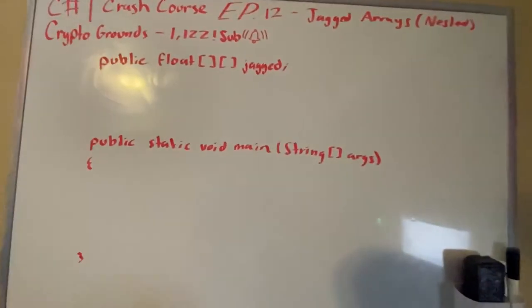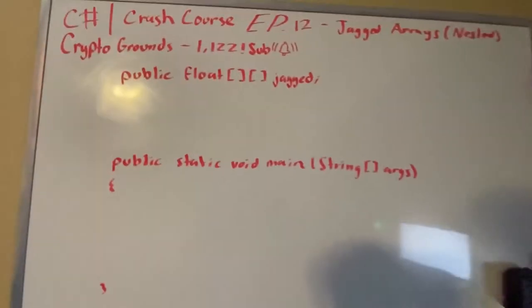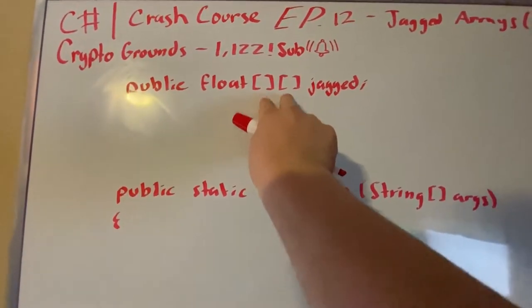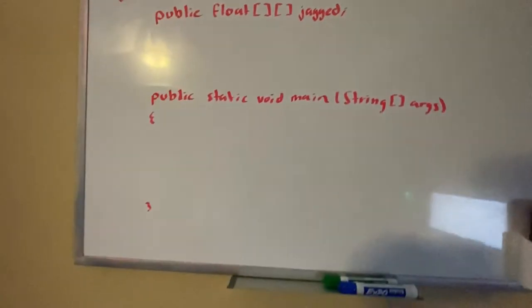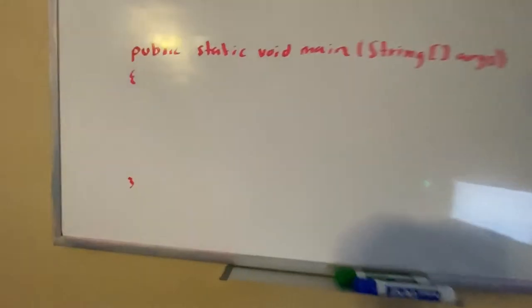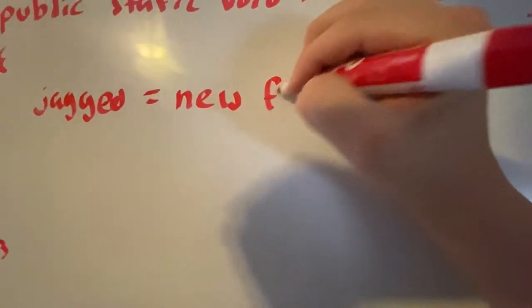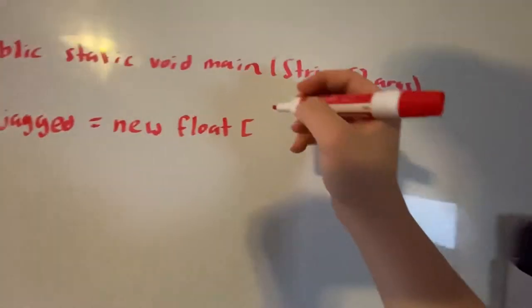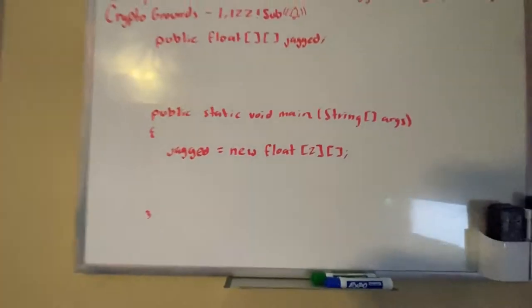So the Jagged Array is basically a nested array where you can have arrays inside an array, okay? You declare it by having two of these array brackets, like that, and declaring them honestly works the same way. You just do jagged equals new float. Okay, so I'm gonna stop here. Now we want the size of this array, right? We wanna put two. Unfortunately, C# isn't very friendly with this.